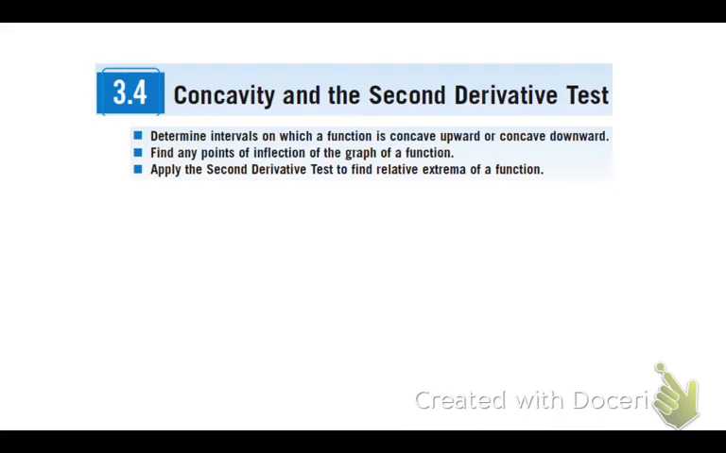Okay, so 3-4 concavity and second derivative test. We're going to add another step to what we've been doing. I will show you examples, and you will do everything we're doing on every problem, regardless of what the directions say. Got me? Okay, so what we are doing in examples is what you're doing.